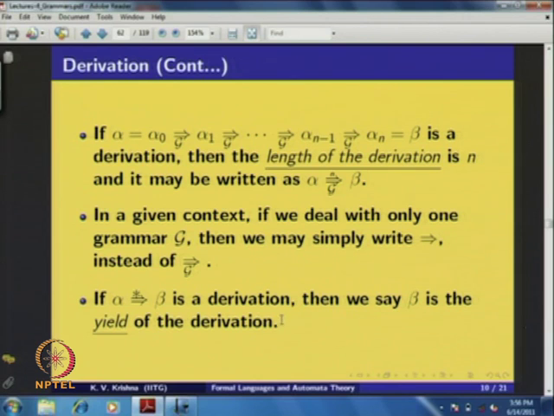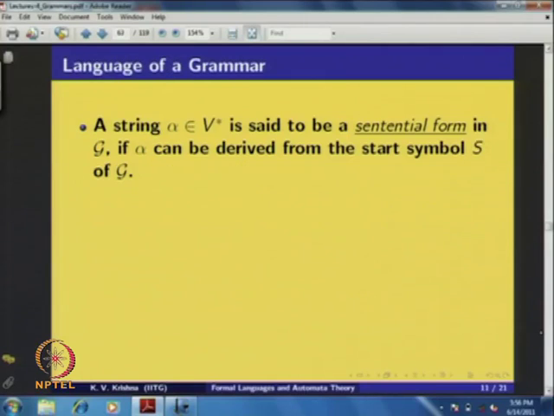Now, if you consider a derivation alpha gives beta in finitely many steps, then we also call beta a yield of the derivation. Now, if you take a string alpha in V star, we call it a sentential form if it can be derived from the start symbol S. So, in the grammar under consideration you have a start symbol S, from which if you can derive this string alpha, then we say this is a sentential form.